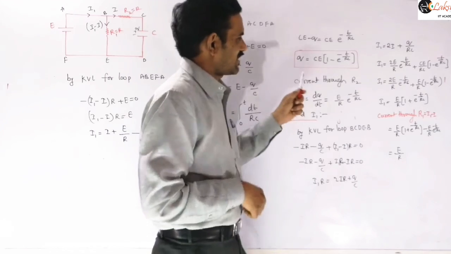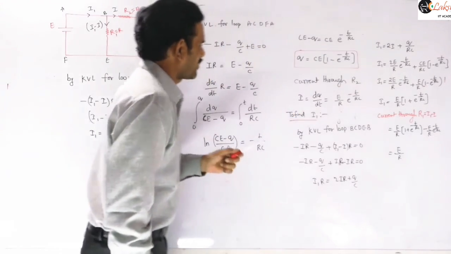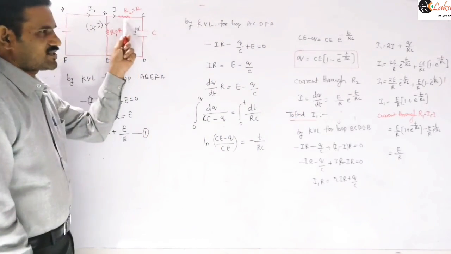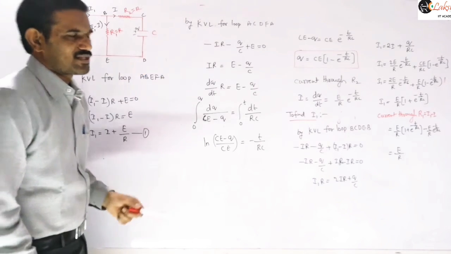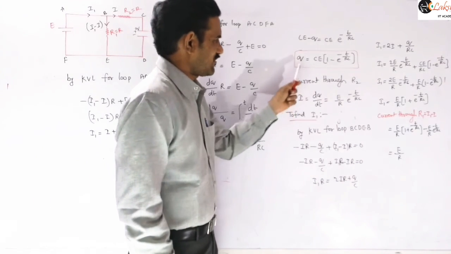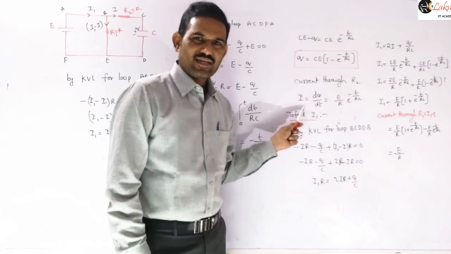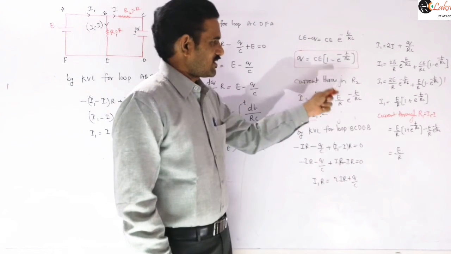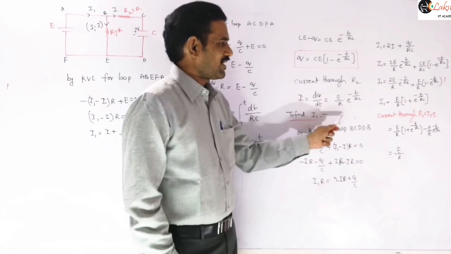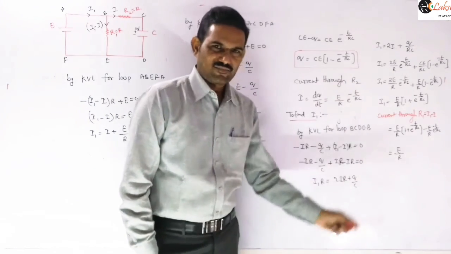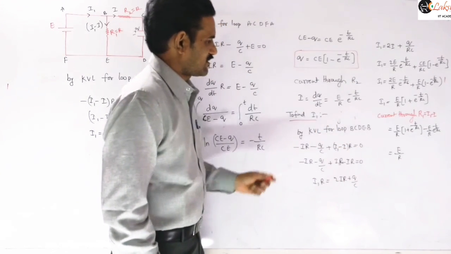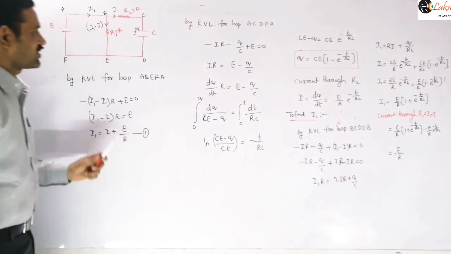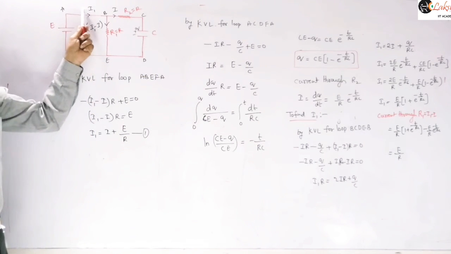So then let us see the next, the current calculation. The current through R2, R2 means this resistance. dq by dt is nothing but the current through that R2. So just by differentiating this equation, you can calculate the current through R2. Then you will get E by R into e power minus T by RC. That differentiation you can understand. And next I am finding the current I1 here. That means I1 value I am going to find.